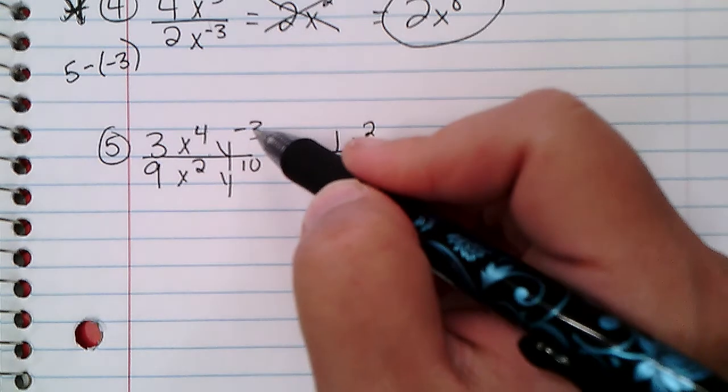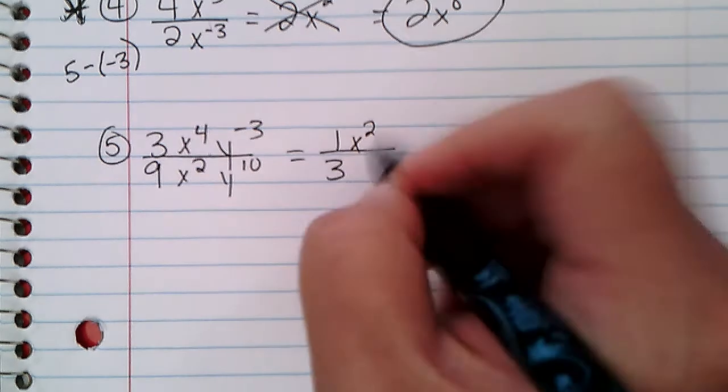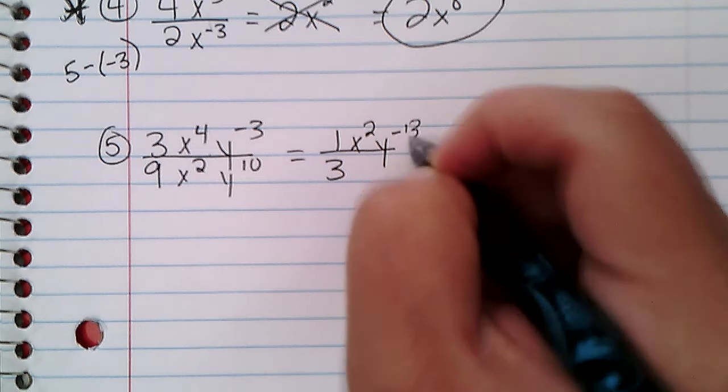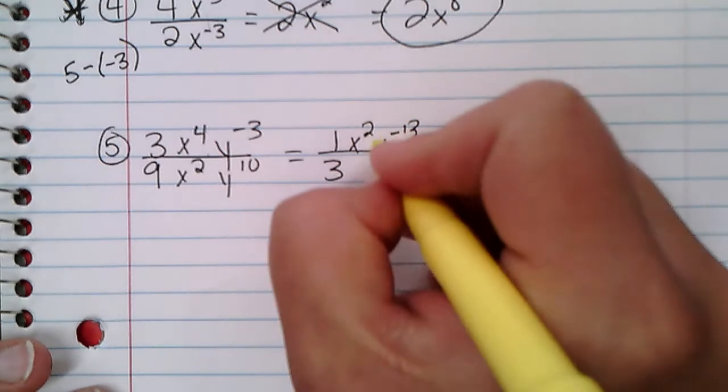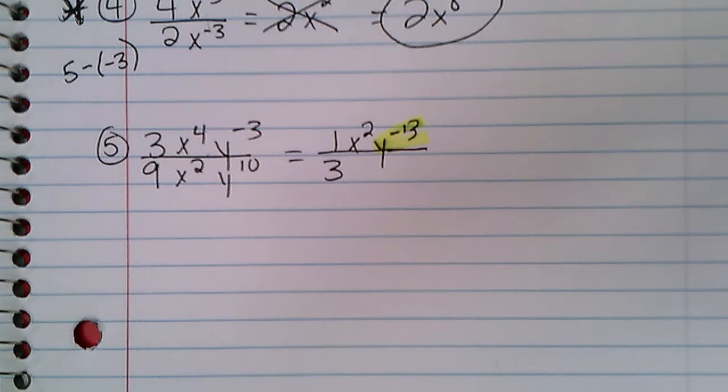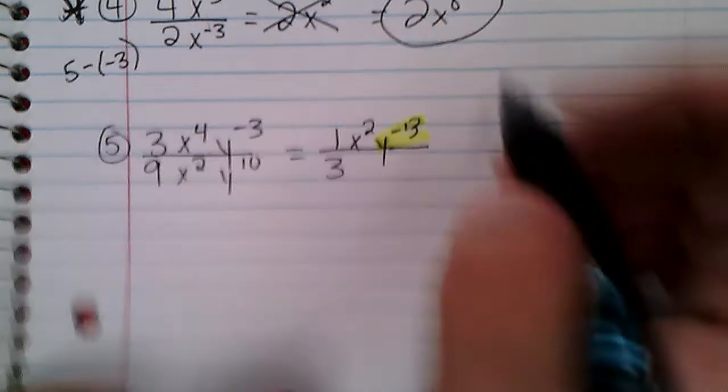So over here, -3 minus 10 is -13. So all variables go in the numerator until you move them. That's very, very important to note. All variables go in the numerator until you move them. So there's only one thing that has a negative exponent. It's the y to the -13th. So it's the only thing that gets moved.